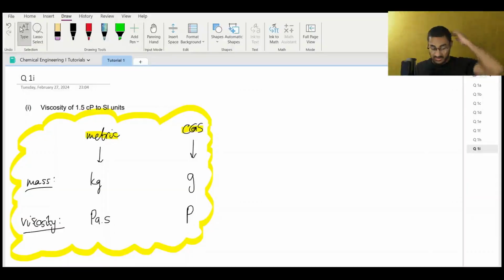All right, now let's have a look at question 1I. And what they say to you is convert a viscosity of 1.5 cp to SI units. So I just made a diagram here. I just want to walk through it with you.